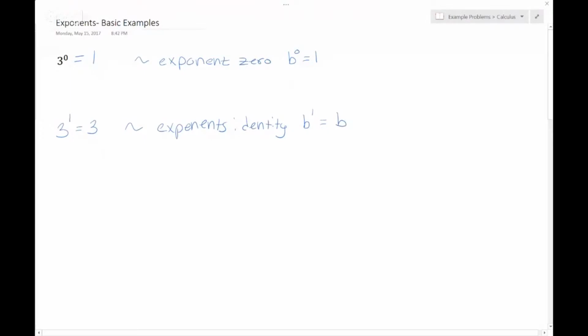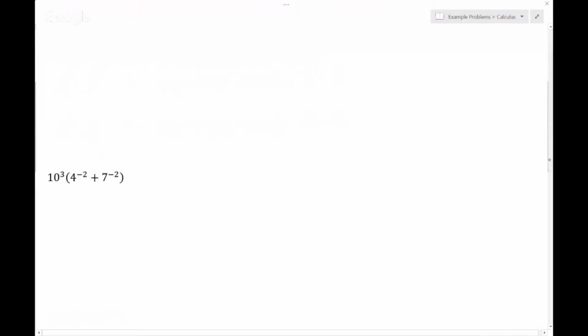The next example will be simplifying this expression, which is 10 raised to the third power times 4 raised to the negative second plus 7 raised to the negative second. The first step is to convert our negative exponents into fractional form, using the negative exponent rule, which basically just states that any number raised to a negative exponent can be rewritten as 1 divided by that number to that exponent.